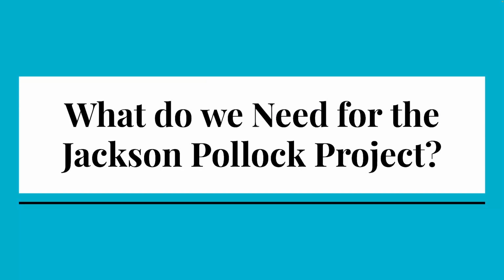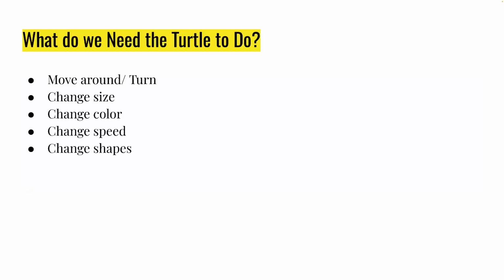First, let's determine what components of the Jackson Pollock project we are going to split this project into. There are 5 things that our turtle will need to do. First, it will have to rotate directions or move around. It will have to change the brush size, change color, change speed, and change shapes.